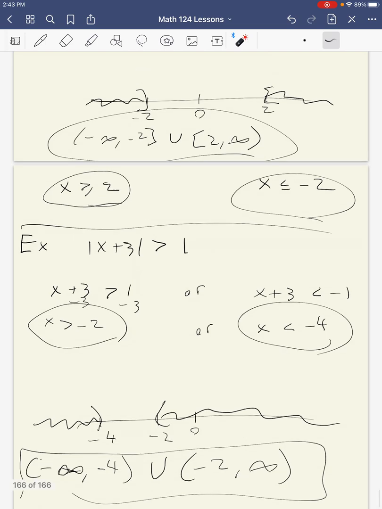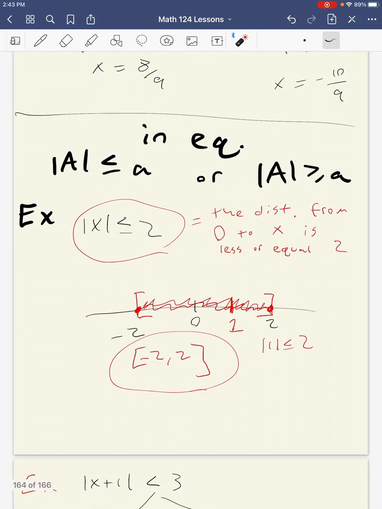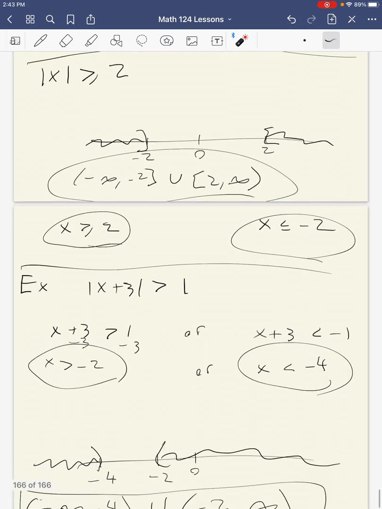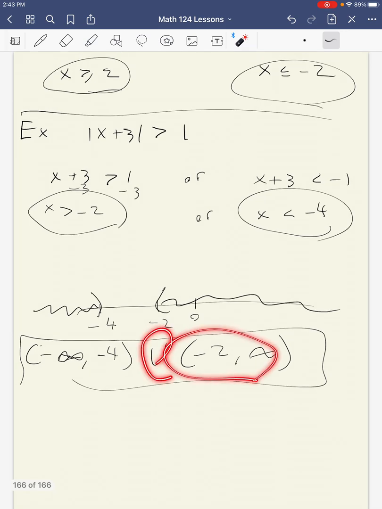Right, so when we deal with problems of this format, our solution will typically be a union of intervals. Right. And that is how we deal with these problems.